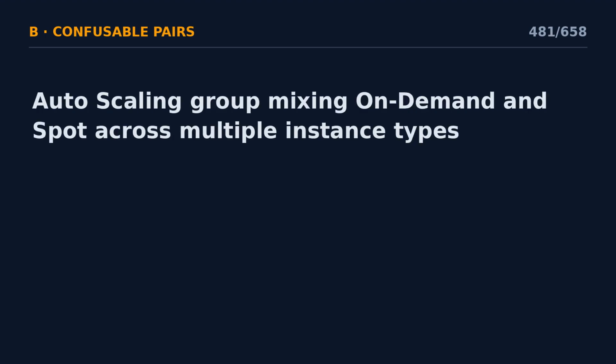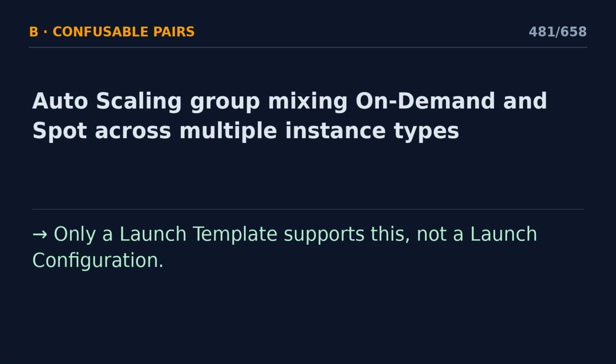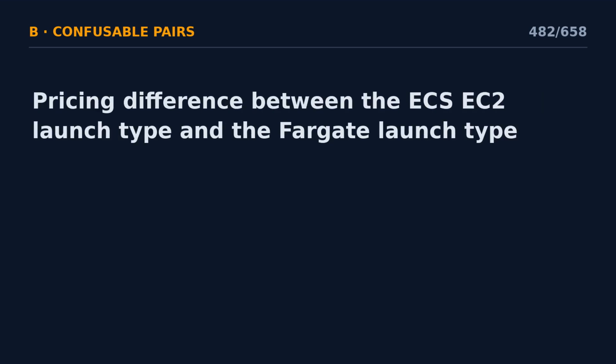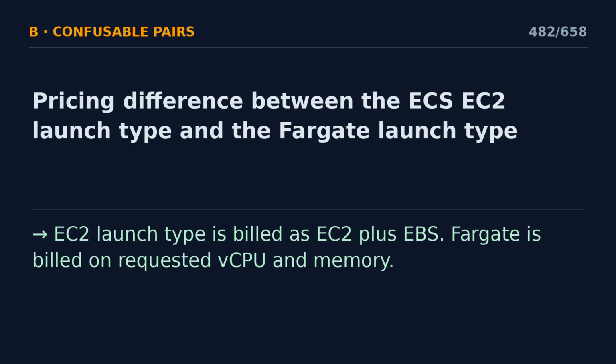Auto Scaling group mixing on-demand and spot across multiple instance types. Answer: only a launch template supports this, not a launch configuration. Pricing difference between the ECS EC2 launch type and the Fargate launch type. Answer: EC2 launch type is billed as EC2 plus EBS. Fargate is billed on requested vCPU and memory.